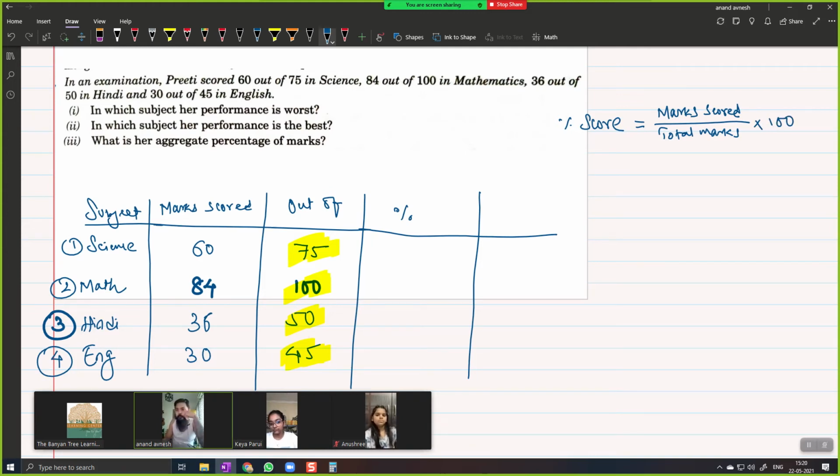याद रखना है इसको. परसेंटेज स्कोर अगर तुम्हें ढूंढना है ना, तो मार्क्स स्कोर्ड, कितना मार्क्स स्कोर किया साइंस में? 60 अपॉन टोटल मार्क्स 75 टाइम्स 100. इसको सॉल्व कर दो, ठीक है? तो 25 4 ज़ा, 25 3 ज़ा, 3 20 ज़ा, सो 24 ज़ा कितना होता है? 80%. सो साइंस में उसने स्कोर किया 80%. चलो मैथ में, हिंदी में और इंग्लिश में निकालो परसेंटेज स्कोर, ठीक है?